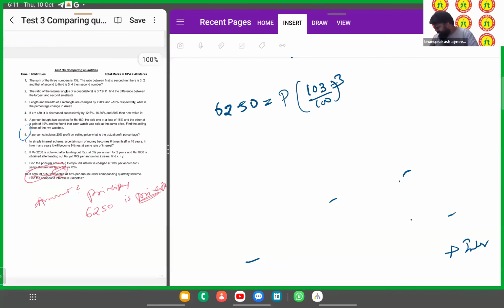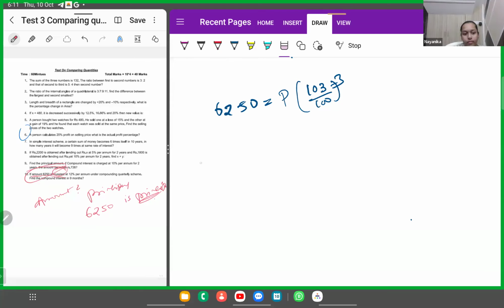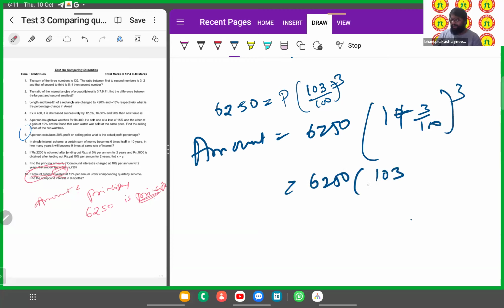So how many of you got my point? Arey Baba, say something, yes or no. Okay, everybody got it. So now everything will be similar. Amount is equal to 6250, that is principal as it is invested, into 1 plus 3 by 100 whole cube. So that is equal to 6250 into 103 by 100 whole cube.